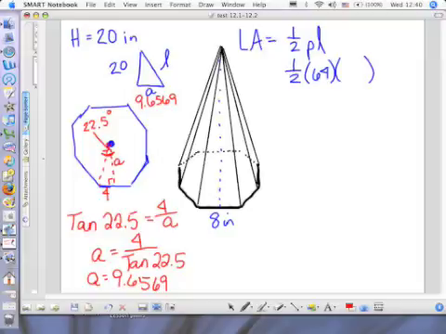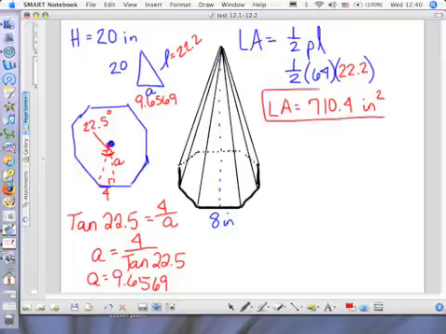22.2. Yep. Okay, so now I can plug in my slant height, and I can find my lateral area. Half of 64 is 32 times 22.2 gives me a lateral area of 710.4. We're in inches, so inches squared.